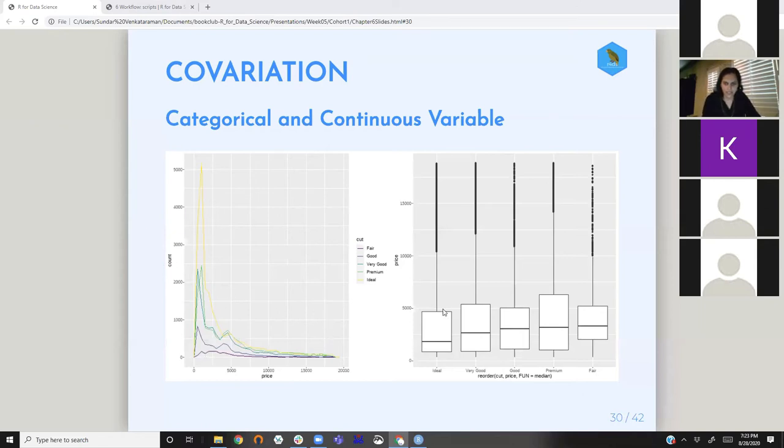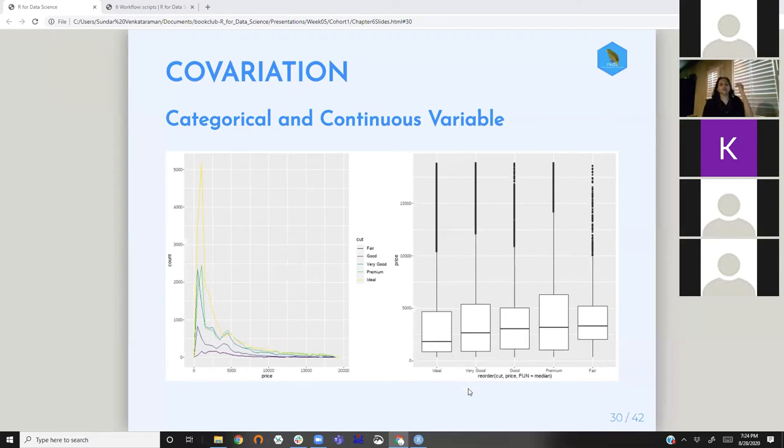So I think it's kind of interesting that you can see the medians varying here, and then you can see the outliers, and of course the whisker goes right up to 1.5 times the interquartile range. So this is one way to look at how a categorical and a continuous variable relate.